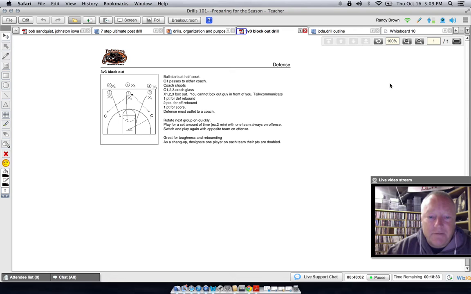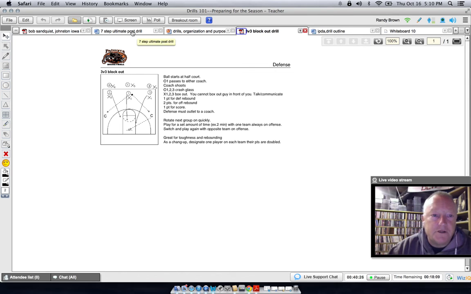As a change-up, designate one player on each team that their points are doubled in this drill. Okay, so there's some good purpose to the drill, and then it's diagrammed and it's explained. So I really like that as a good example on how to construct a drill that's going to go in your drill notebook.